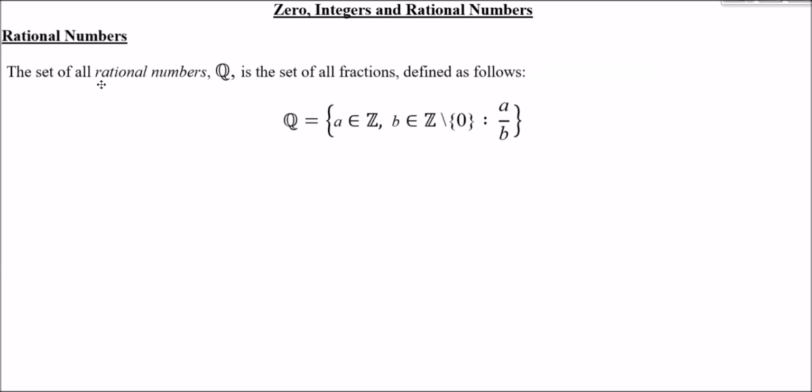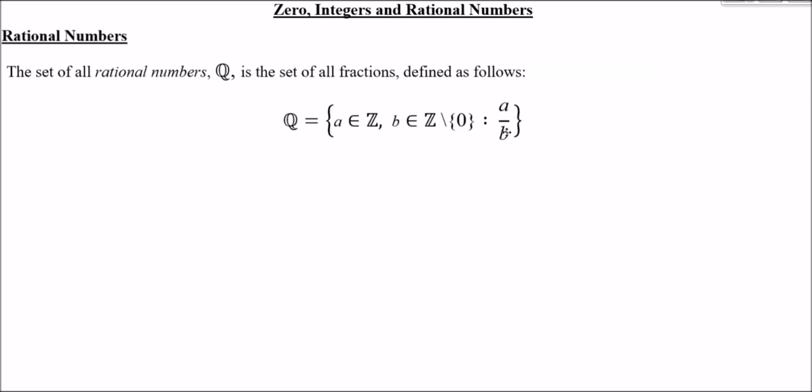So the set of all rational numbers is this double struck capital Q symbol. It's the set of all fractions defined as follows. The rational numbers are such that a is an integer and b is an integer slash 0. So b is an integer excluding 0 is what this means. So a is an integer, b is a non-zero integer such that we have a over b, and that will always generate a rational number.